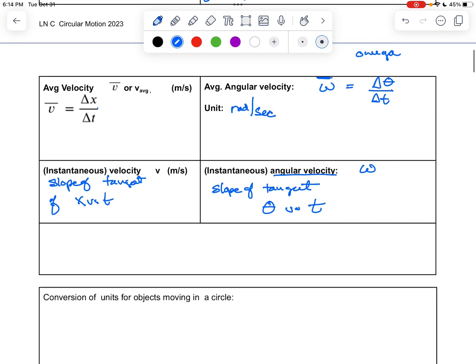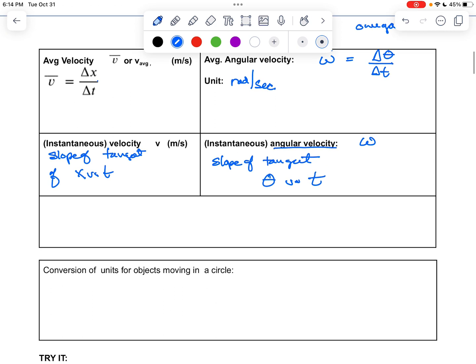All right, instantaneous velocity. So now that we're putting in some things, we'll summarize some of these formulas.